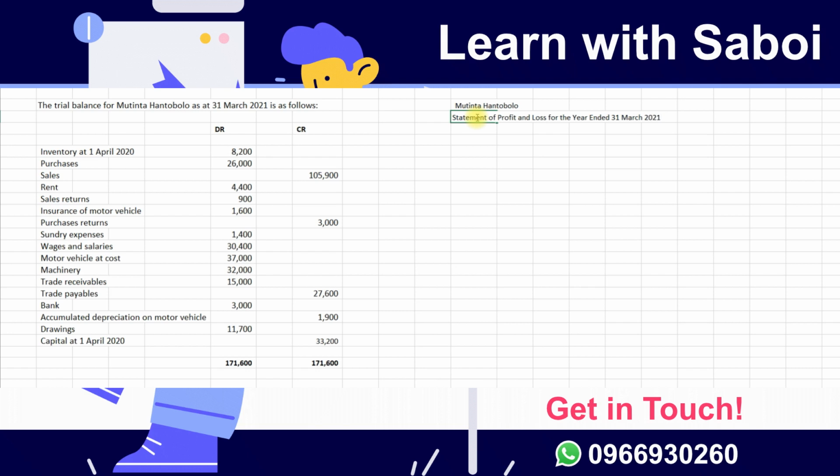The solution to preparing a statement of profit or loss for the year ended 31st March 2021: the first thing is you need to clearly indicate the name of the account. And the second thing is you need to clearly indicate that this is a statement of profit or loss, okay? Statement of profit or loss for the year ended 31st March.